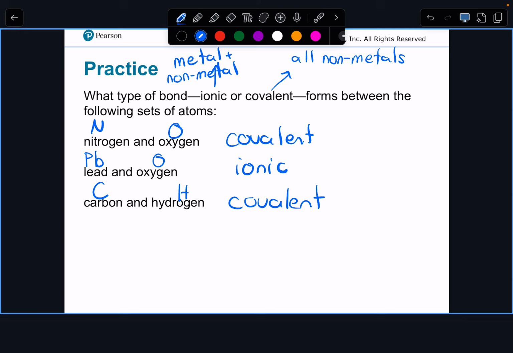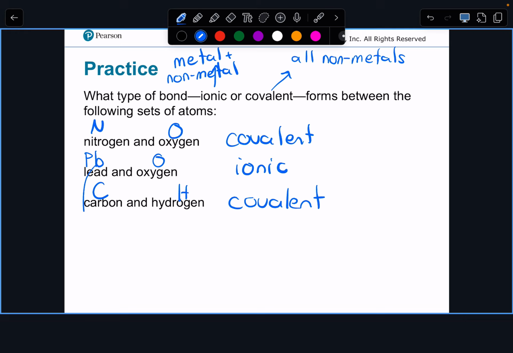Okay, so you need to remember the definition of ionic is metal and nonmetal. Covalent is all nonmetals. In this instance, you need to make sure you know the symbols, or at least know if it's a metal or nonmetal. I would say know the symbols, and then you can find it on the periodic table. So the only one there that's ionic is the lead and oxygen, because lead's a metal. Okay?